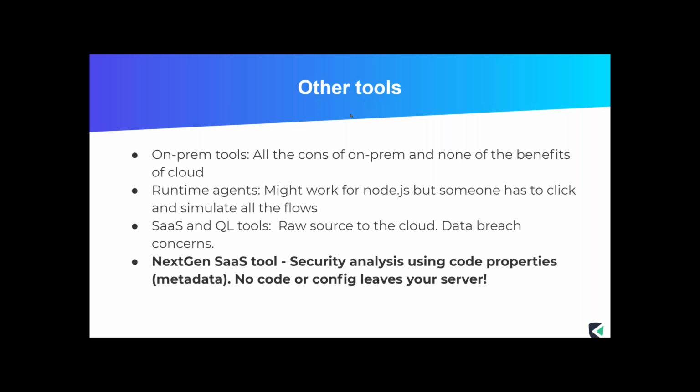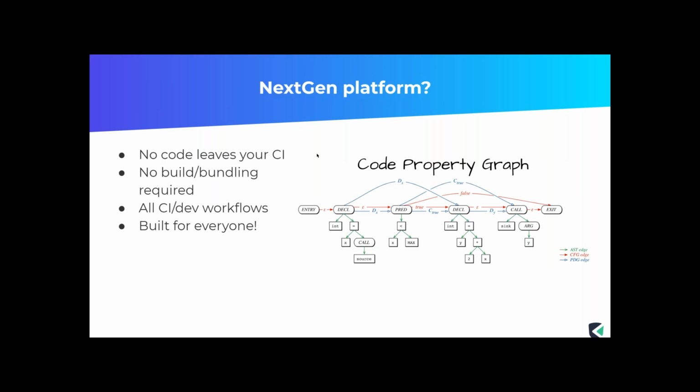Let's say worst case Shift Left gets hacked, somebody steals all the CPG. It is only going to have class names, method names, parameter names. So there's no way anybody can reverse engineer and identify the whole source code based on just the metadata alone. So it's completely secure. That's how we have designed our NextGen platform. So no code leaves the CI environment.